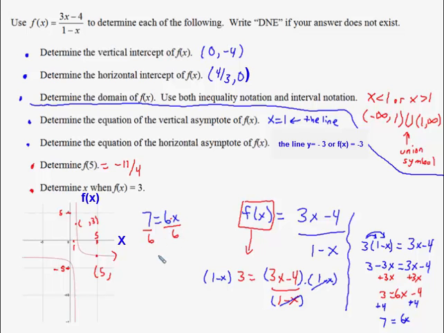6 divided by 6 is 1, so you'd be left with 1 times x, or just x over here, and 7/6 over here. Remember that I said that the answer is about 1, maybe a little bigger, so we got 1 and 1/6. So this looks pretty reasonable given the graph there. So my answer to this one, when it said determine x, is that to get an output of 3, you'd have to have an input of x equals 7 divided by 6, or 7/6.